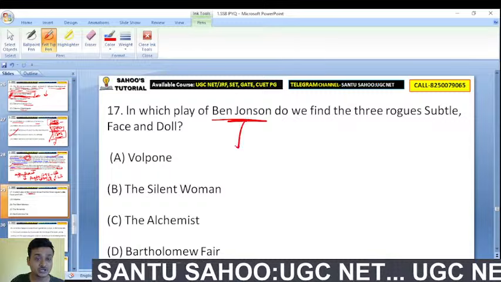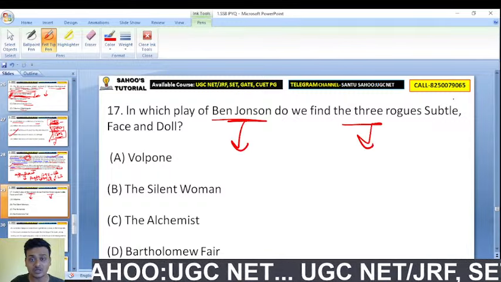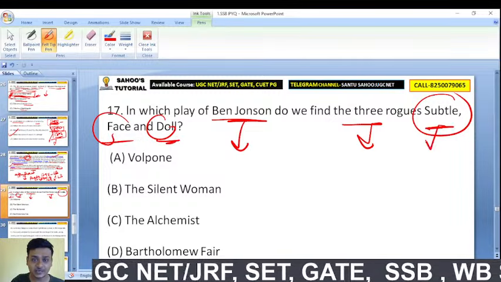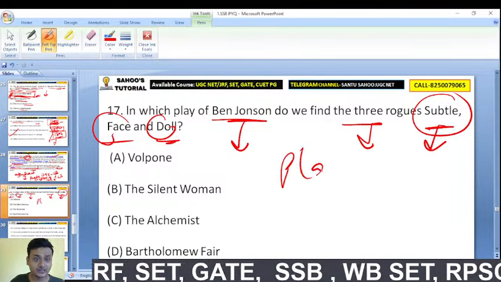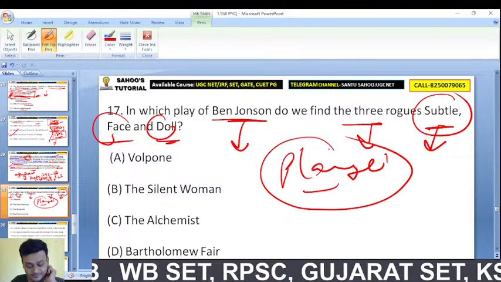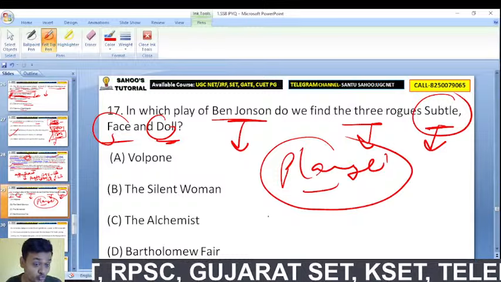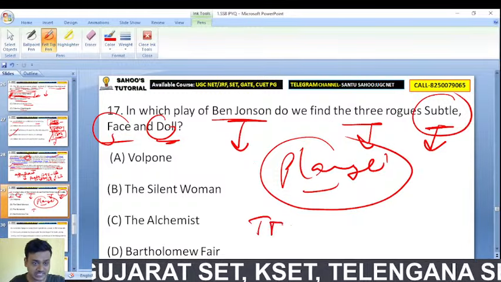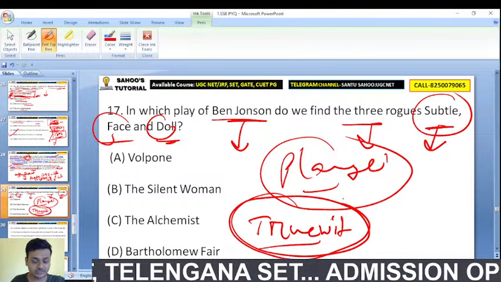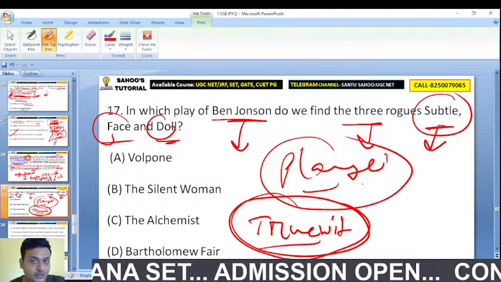In which play of Ben Jonson do we find the three rogues called Subtle, Face, and Doll? These are rogue characters. Due to the plague, the owner of the house has left the house, and the owner of the house is actually Lovewit. Due to the plague in London, he has, for a certain time, left the house.